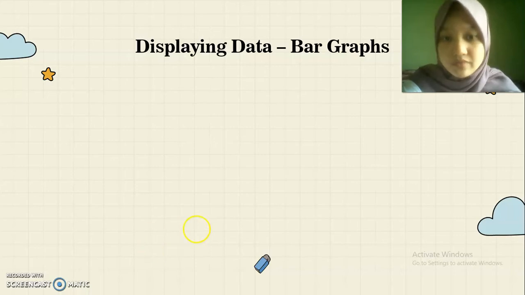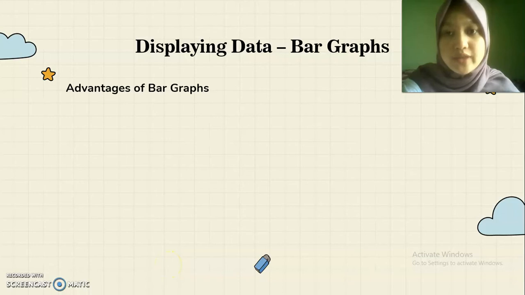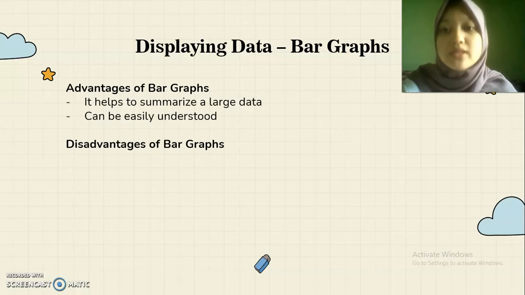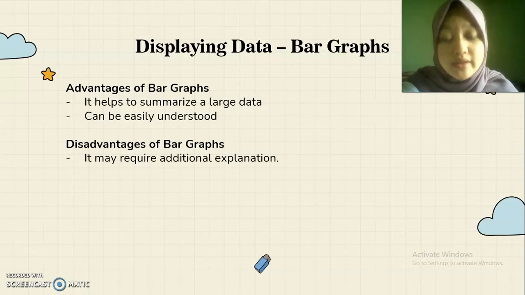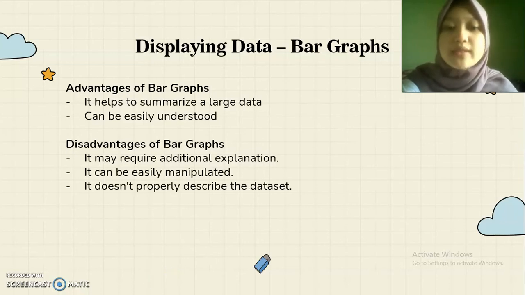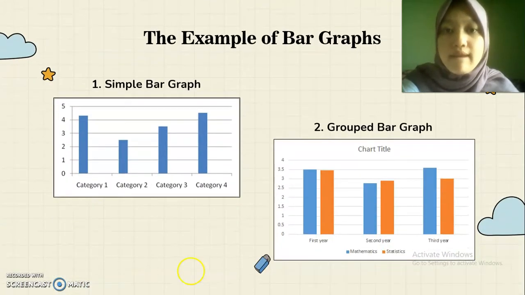And for the bar graphs, it also provides advantages and disadvantages. For the advantages, it helps to summarize a large data set and can be easily understood. And for the disadvantages of bar graphs, it may require additional explanation, it can be easily manipulated, and it doesn't properly describe the dataset. Okay, here are the examples of bar graphs.